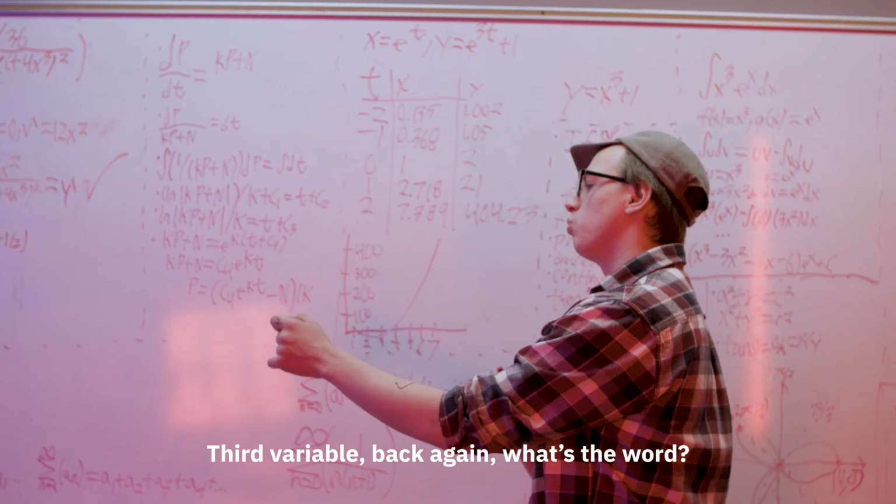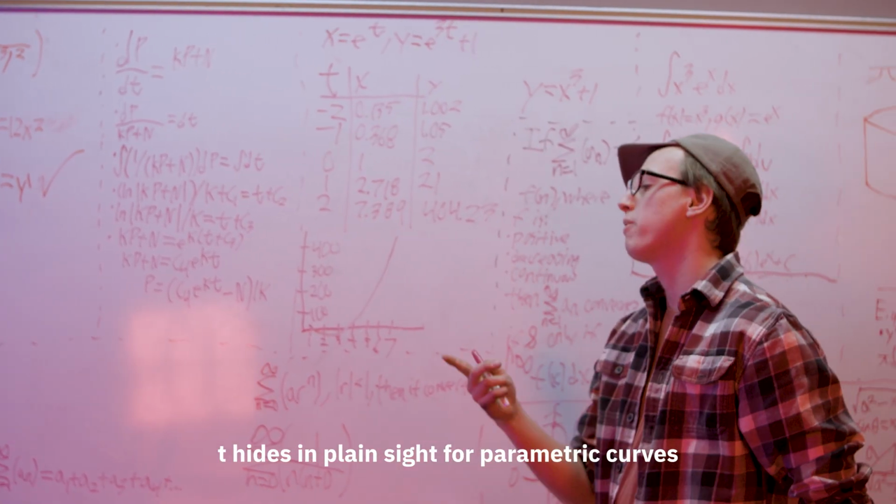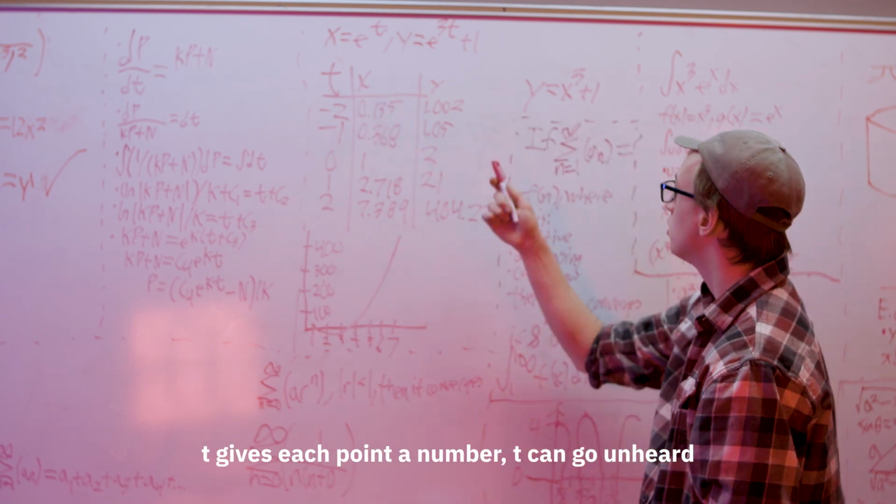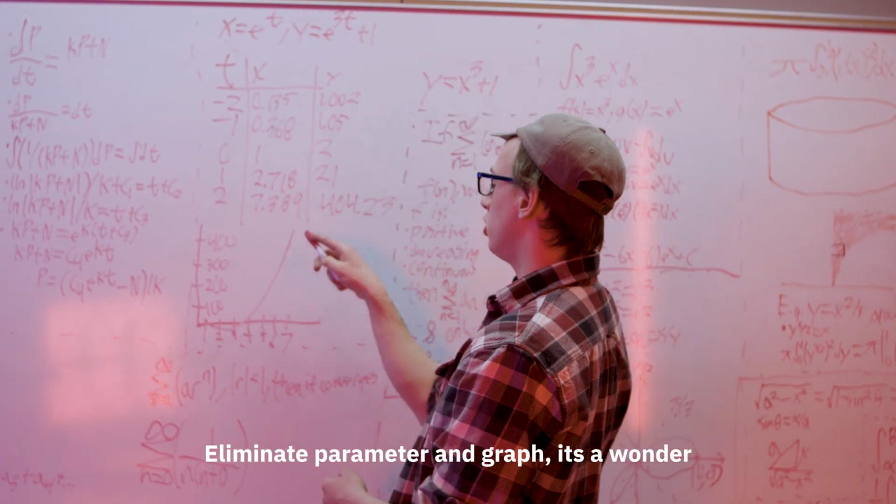Third variable back again, what's the word? T hides in plain sight for parametric curves. T gives each point a number, T can go unheard. Eliminate the parameter and graph, it's a wonder.